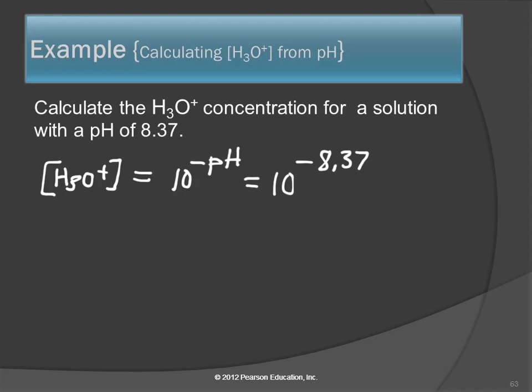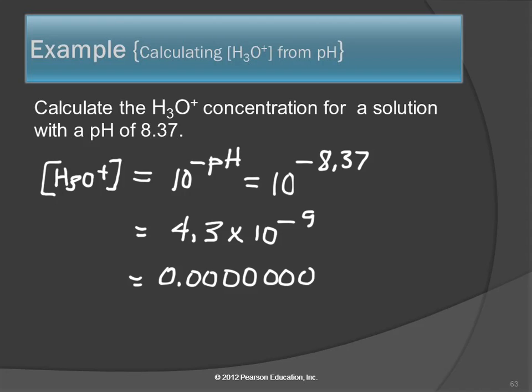On the TI-30XA, you're going to put in 8.37, change the sign. The 10 to the x button is the other function on your log key. So I'm going to press 10 to the x. It's going to show it to me with a whole bunch of zeros. I want to put that in scientific notation. And this concentration is going to be 4.3 times 10 to the minus 9. What my calculator showed me was this. 1, 2, 3, 4, 5, 6, 7, 8, 9.